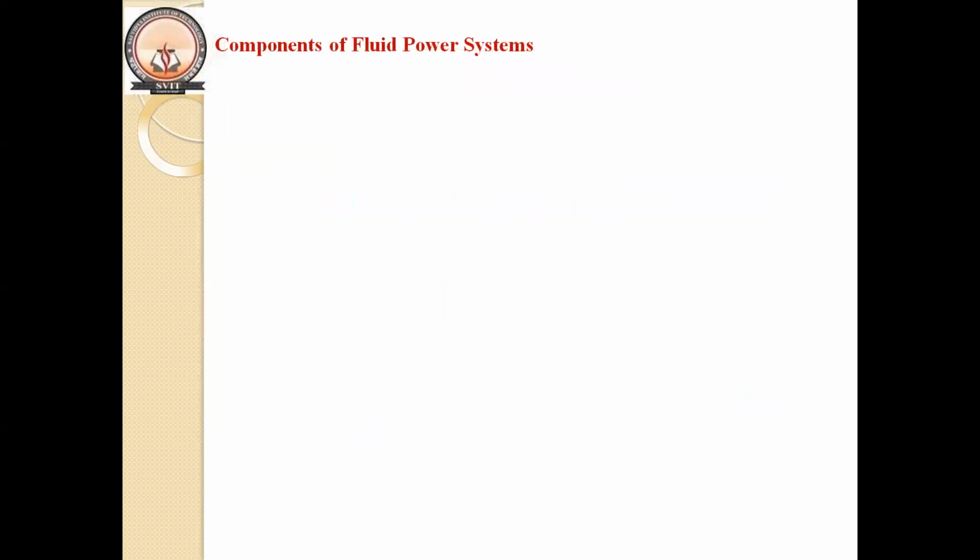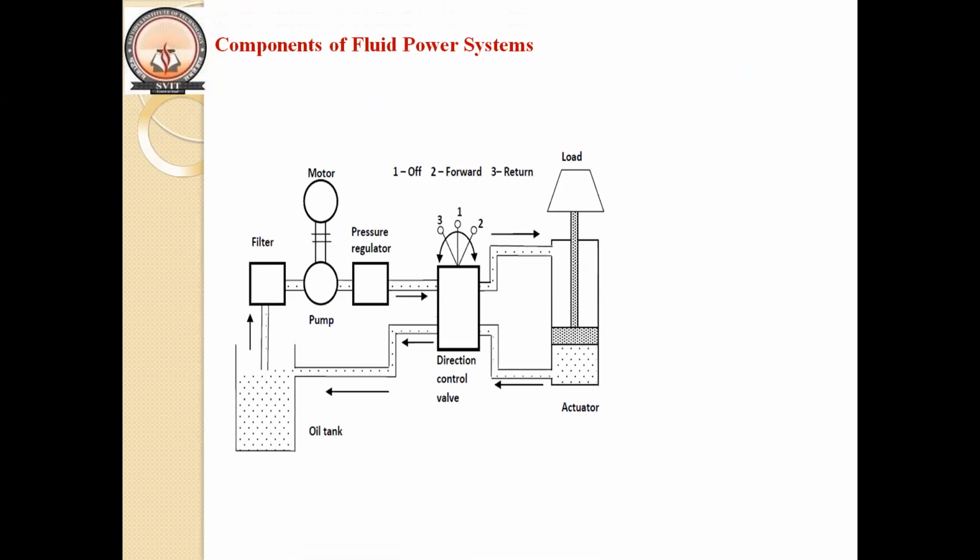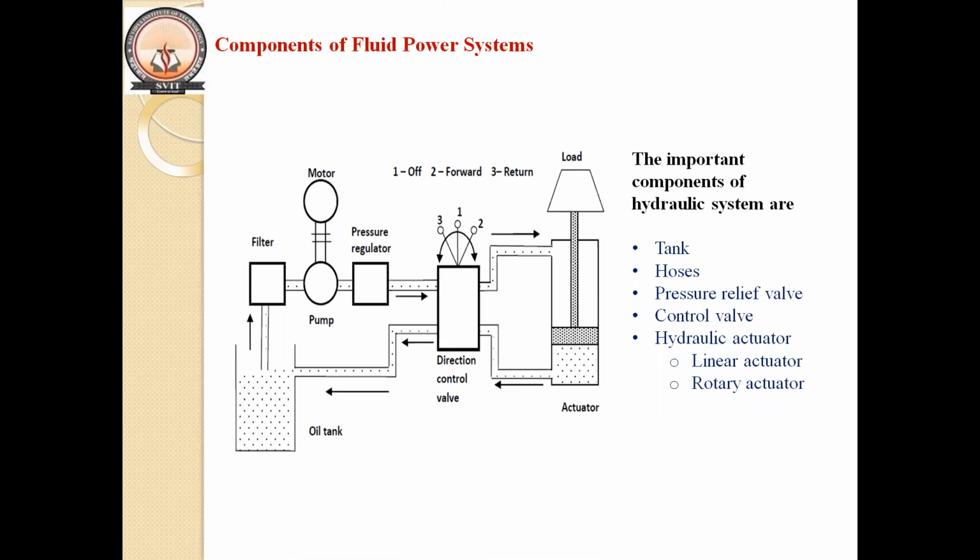Then what are the basic components of fluid power system? You can see the figure here. The basic components are the tank or reservoir. The second one is hoses. Hoses help in connecting the fluid power components, that is, to transfer the fluid from one component to another component. Next, we have a pressure relief valve. Pressure relief valve is used to reduce the pressure.